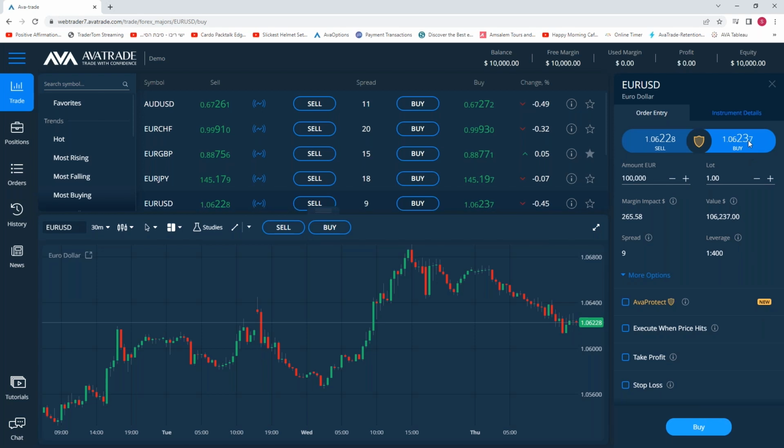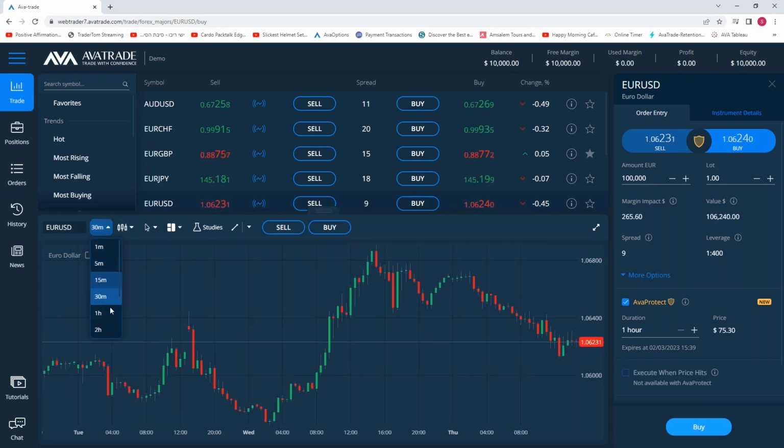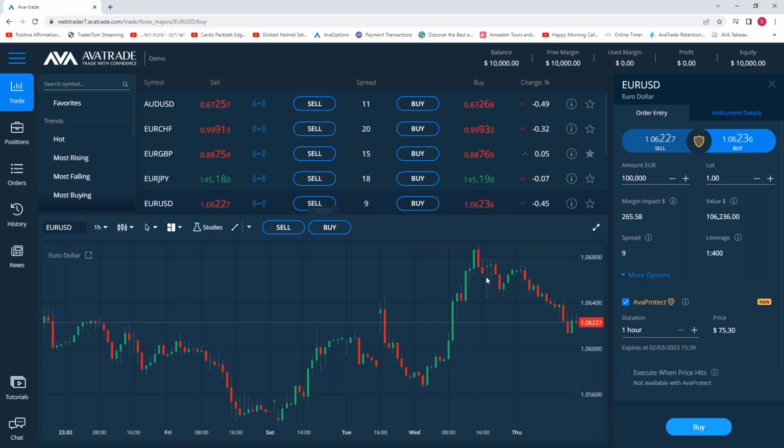So if I were to buy one lot of euro dollar here, and I want to use the AvaProtect, it says right here the minimum time frame is 1 hour. So if I'm now buying euro dollar and I want to be protected for 1 hour, it will cost me $75.